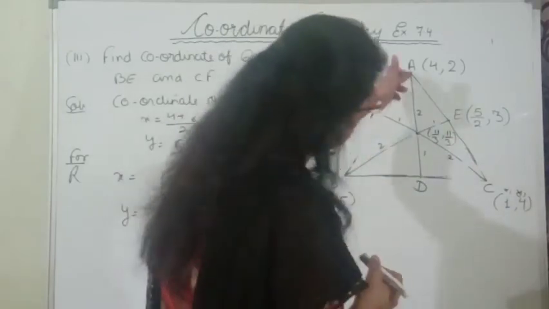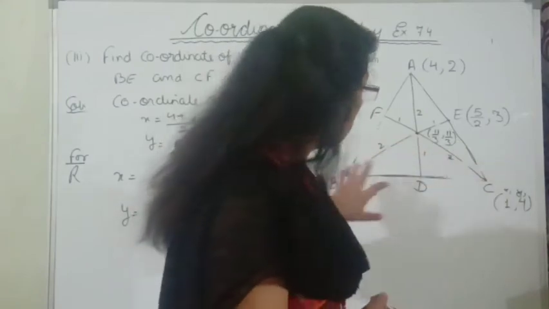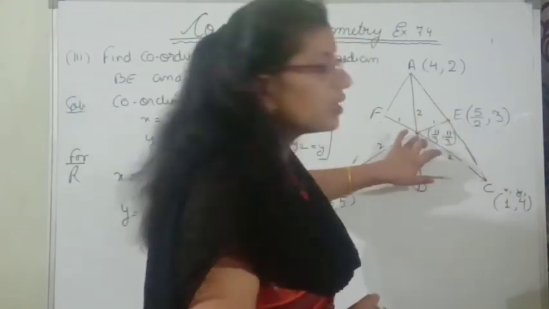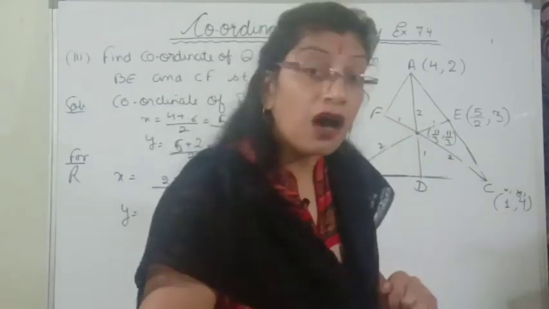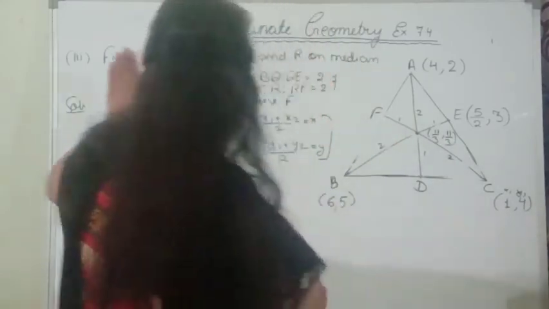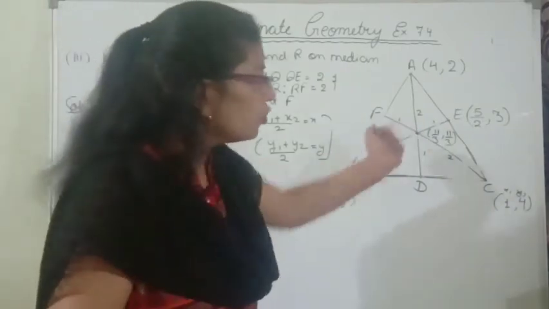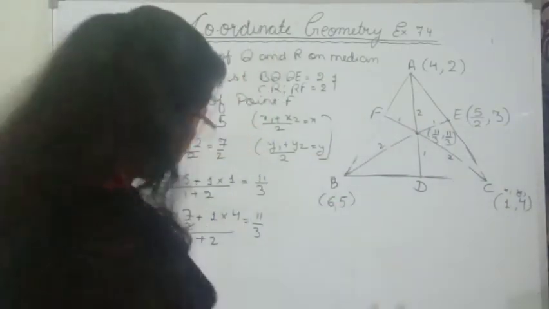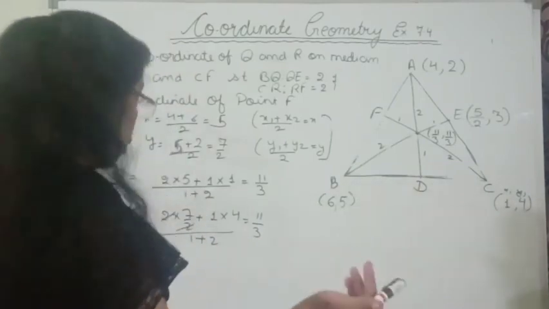Whether we are taking this median, it is 2:1, so this coordinate is coming 11 upon 3. If you are taking this median, these coordinates are coming 11 upon 3. And in this case also, the coordinates are coming 11 upon 3. So the third part we have done, we have found the coordinates of all three medians. Now the fourth one.